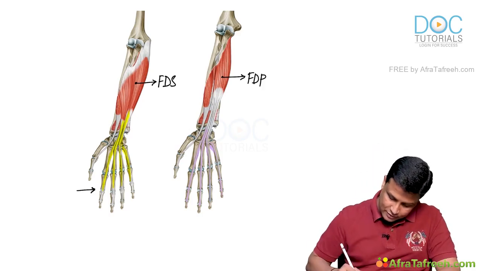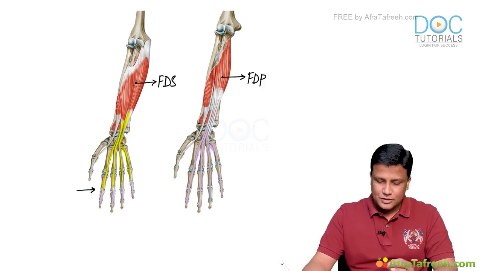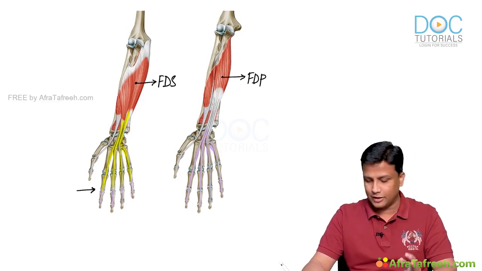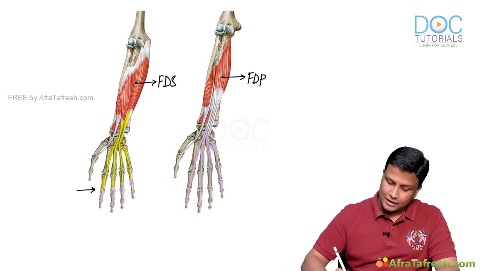So let me just highlight this with the same color here. This is your FDP here. Hope you're understanding that. So just by seeing the distal end, you'll be able to identify which is FDS and FDP, guys. That clears the concept. Apart from that, you have got a separate muscle for flexion of thumb. You can see this tendon here.